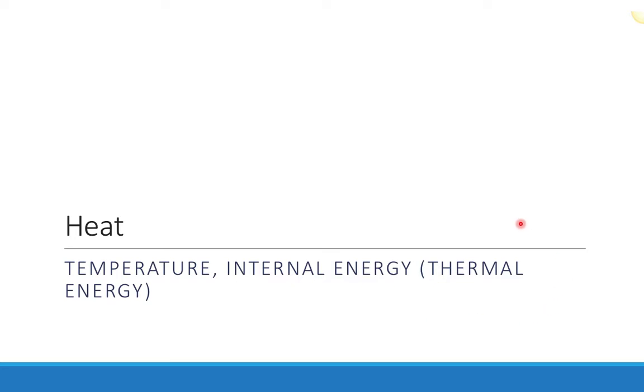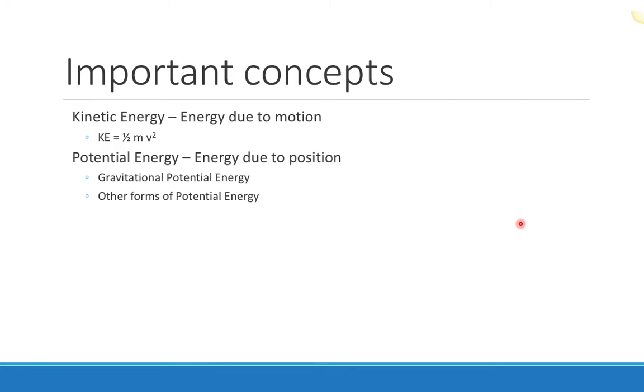In part one of the discussion about heat, we'll focus on talking about temperature and internal energy. Some of the important concepts that we're going to revisit will be kinetic energy, which of course is energy due to motion, and also potential energy, which is energy due to position, or specifically, energy due to interactions between objects. We've talked about gravitational potential energy in the past, but there are also other forms of potential energy like elastic potential energy due to objects being connected by a spring or something similar to that.